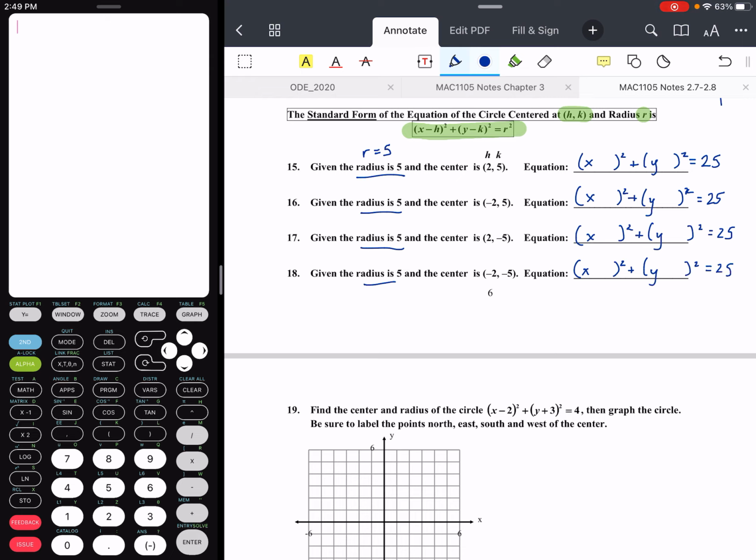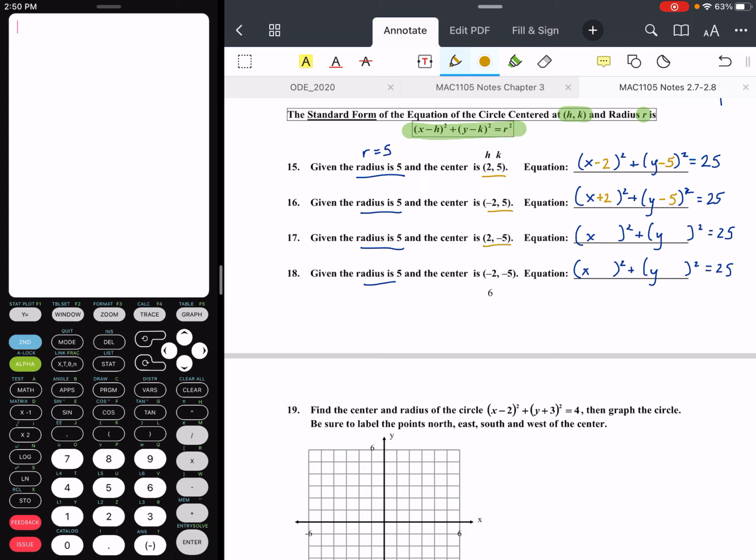All right, so for number 15, it says radius of 5, center of (2, 5), write the equation of the circle. This will be (x − 2)² + (y − 5)² = 25. Number 16, center is (−2, 5). So the equation will be (x + 2)² + (y − 5)² = 25.